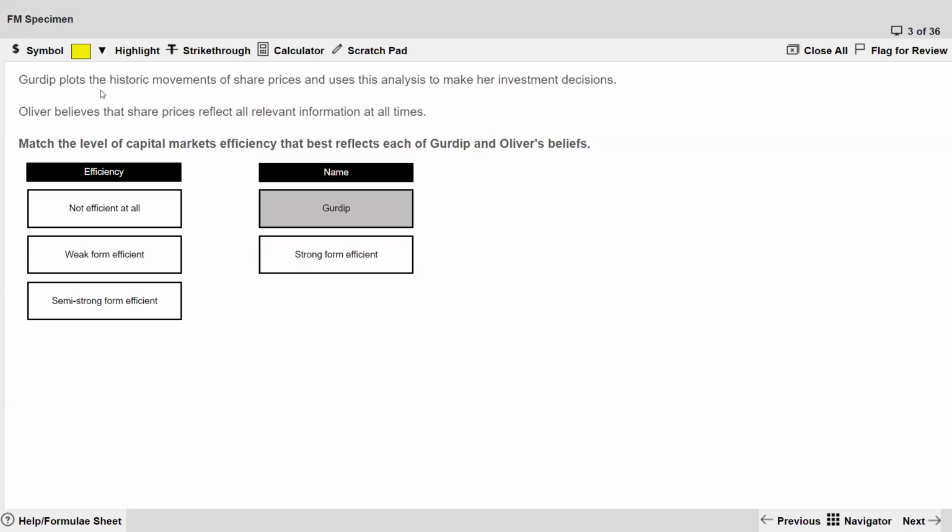Gurdip plots the historic movements of share price and uses this to make her investment decisions. So if only the historic information is reflected in the share price, it means it's weak form efficient. Because when it's semi-strong, it has current and historic both. But when only historic, that means it's weak form efficient. No, it's a strong form efficiency, right?